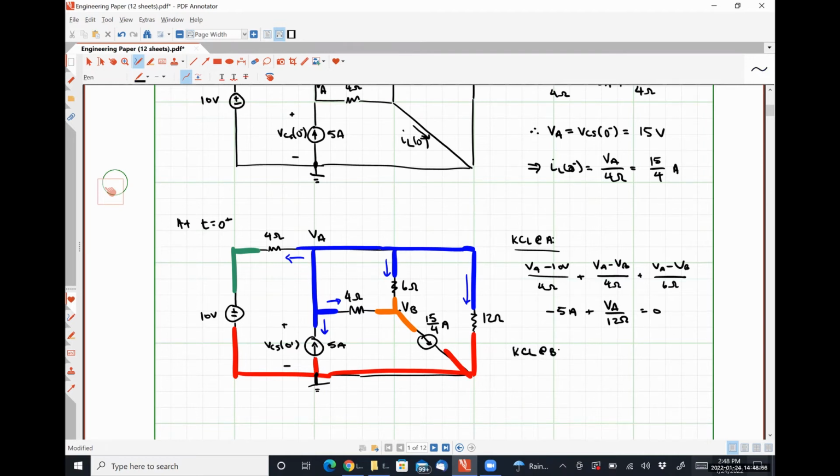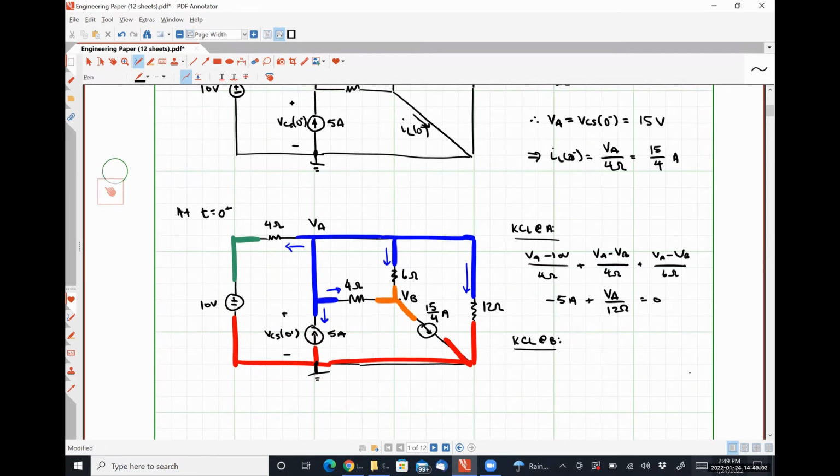KCL at node B is going to be simply VB minus VA over 4 ohms, VB minus VA over 6 ohms, plus 15/4 of an amp is equal to 0, where I've just taken into account this current, and this current, the 3 different currents that are leaving node B.